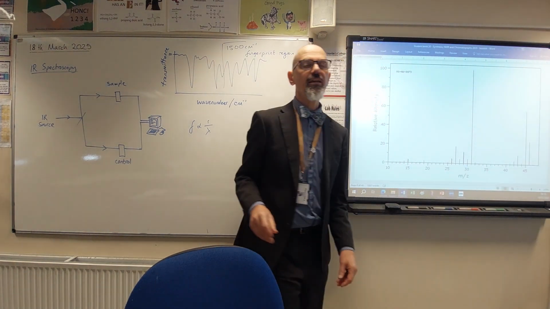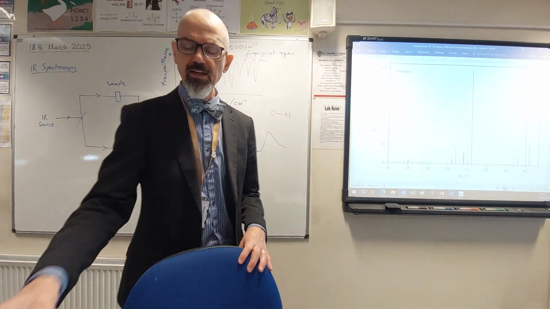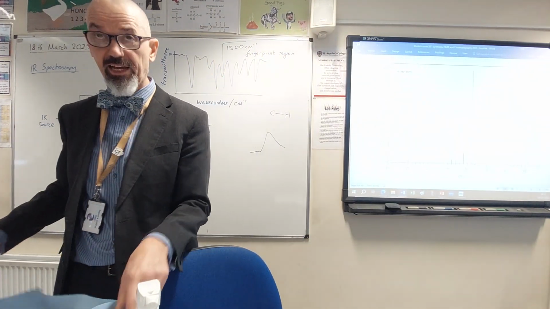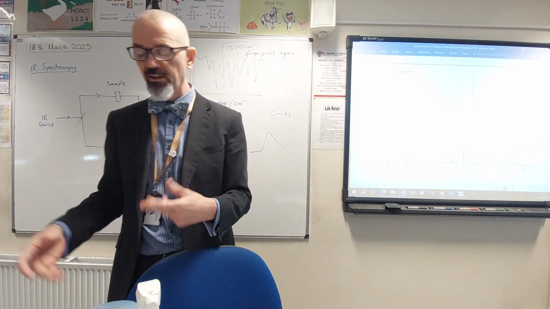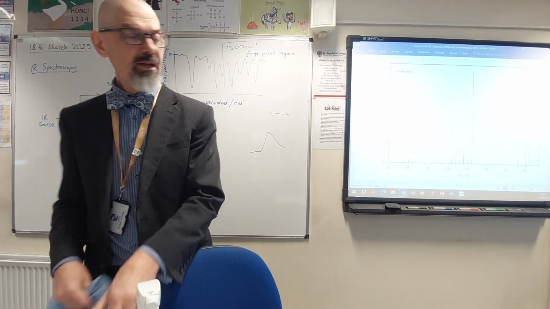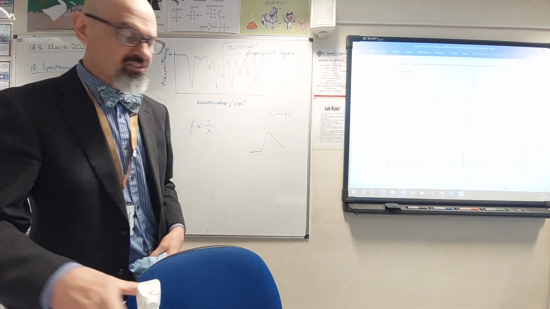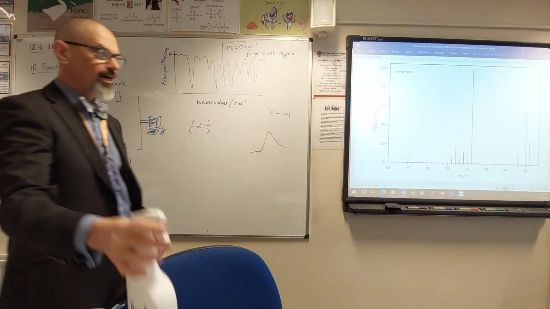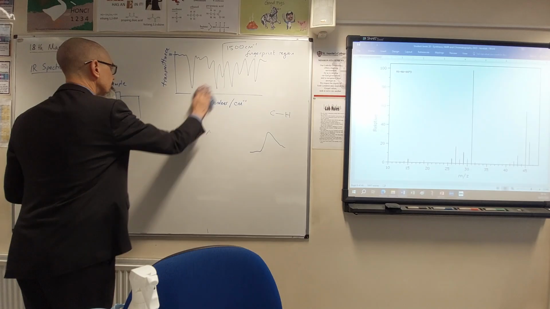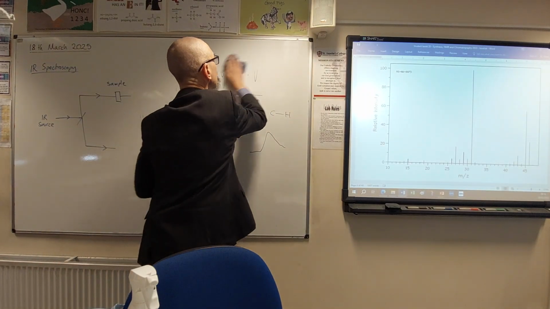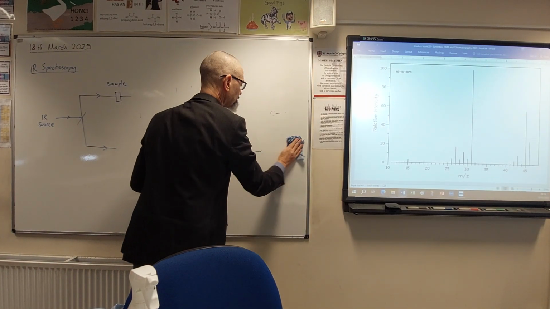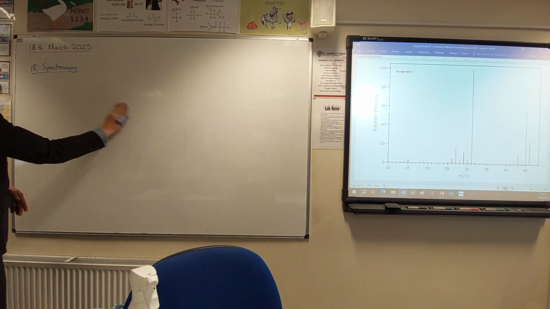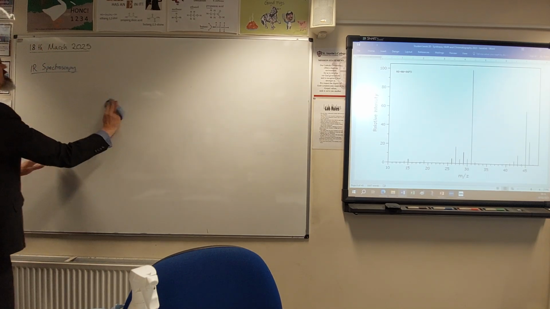So in year 12, we tend to focus on elements when we look at mass spec, and we use the data to work out the relative atomic mass. For year 13, we're going to be much more focused on compounds. So this is the mass spec of ethanol.